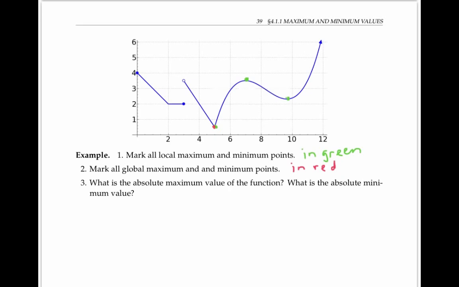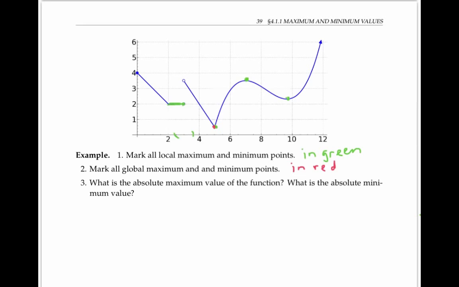There's also a local min point here at the point 3, 2. Since this point is as low or lower than any point in an open interval, and the function is defined in an open interval around 3, even though it's discontinuous there. In fact, this point is tied for local minimum with all the points on this interval here between 2 and 3. They're all as low or lower than all points in an open interval around them.